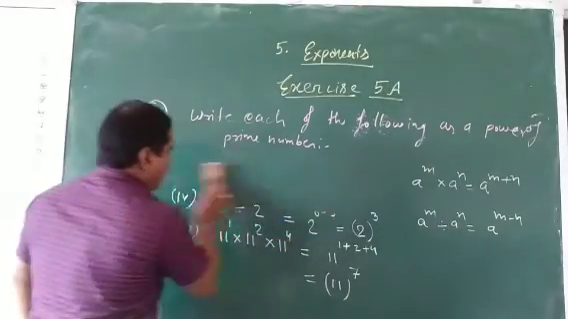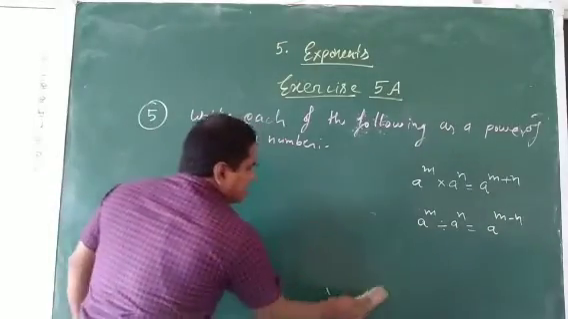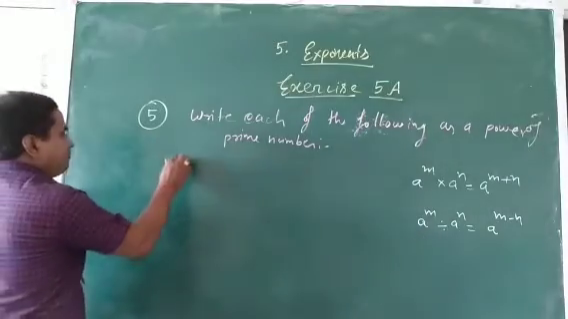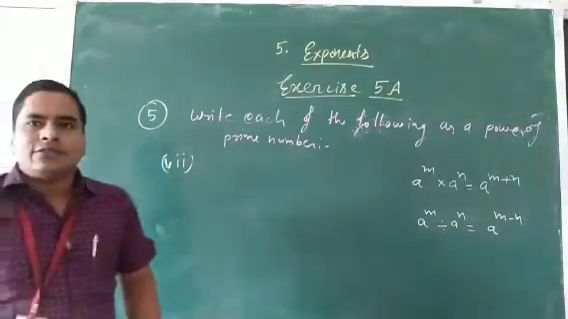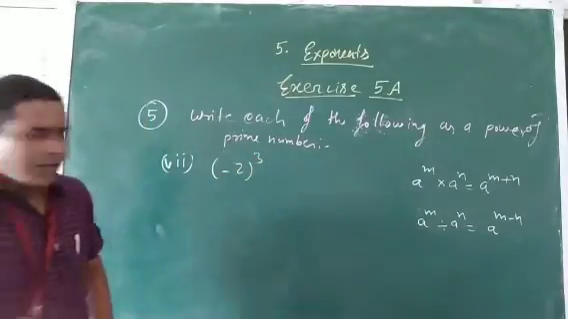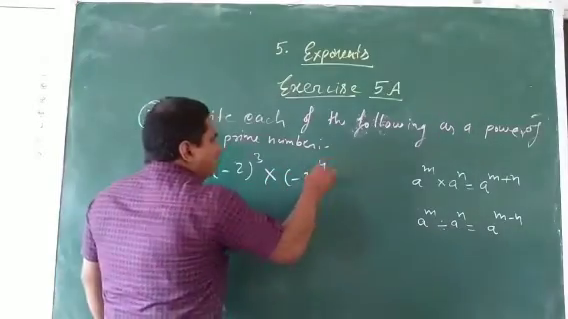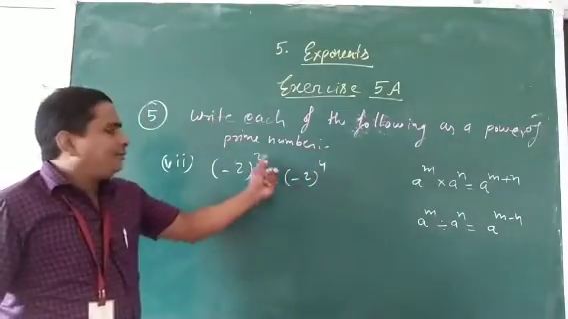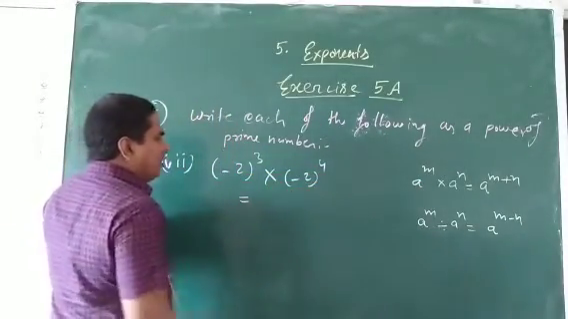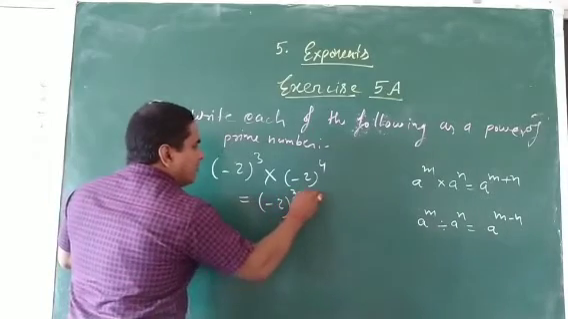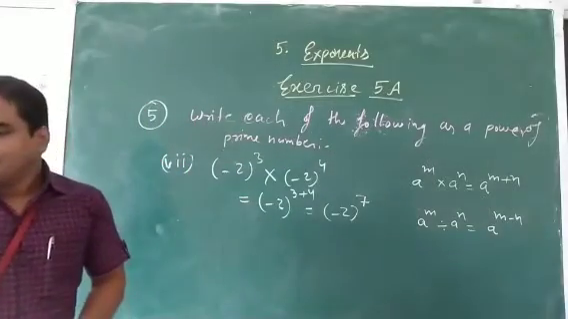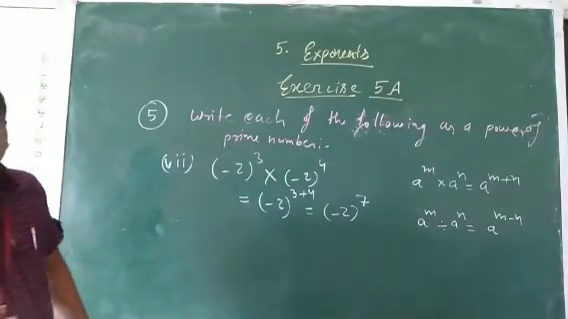Next question of this same fifth part we will discuss. Which one? 7th one. See here 7th question. What is given? Minus 2 to the power 3 into minus 2 to the power 4. Again, see here, base same, power different. Use this rule. Okay. So apply this rule. You will get minus 2 to the power 3 plus 4, minus 2 to the power 7. Okay. Two more questions we will discuss.